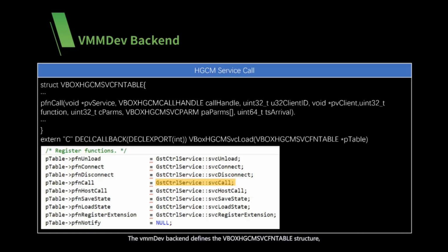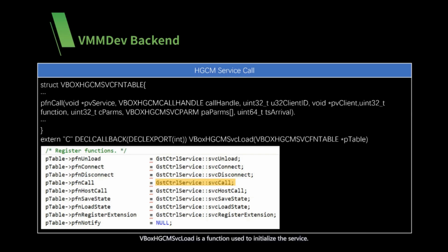The Vmm Device Backend defines the VBox HGCM service function table structure. It unifies the interface for the Vmm Device Backend. As shown in the figure, the structure contains many callback functions. They are responsible for the entire life cycle of HGCM communication. What we need to focus on is the pfunction callback function, because it is the main function of the service.